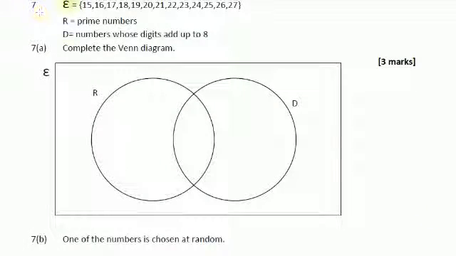Question 7. The universal set is 15, 16, and so on, up until 27. R is prime numbers, and D is numbers whose digits add up to 8. Complete the Venn diagram. So let's try and write down the members of these sets R and D. R, prime numbers. Yes, 17 is a member. Any others? 19, yes. 20, 21, 22, 23 is one. 24, 25, 26, 27. Those are the only three. 17, 19, and 23. I can write for R.